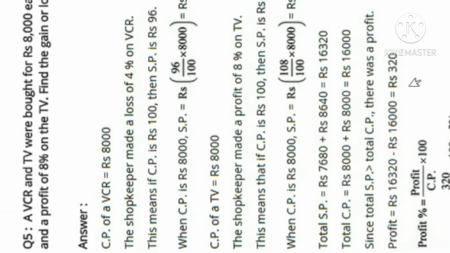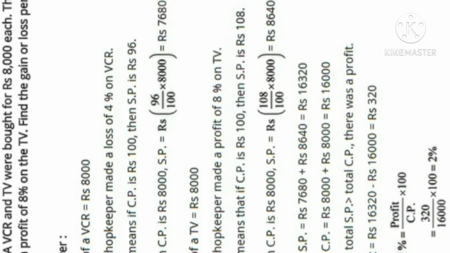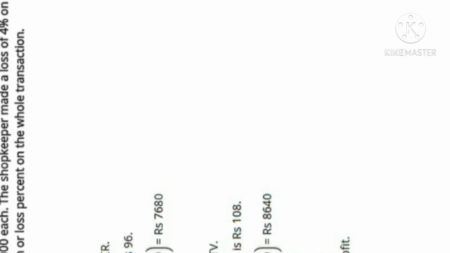So profit percent equals profit upon CP into 100. This is the formula. So profit is 320 upon CP, which is the total of the two, that is 16,000, into 100. See, 0 will be cut here. Also third 0 will be cut. And 16 1s are 16, 16 2s are 32, equal to 2%. Therefore, the shopkeeper had a gain of 2% in the whole transaction.